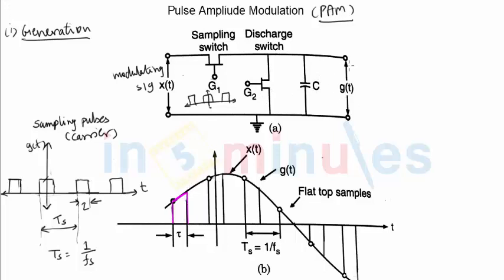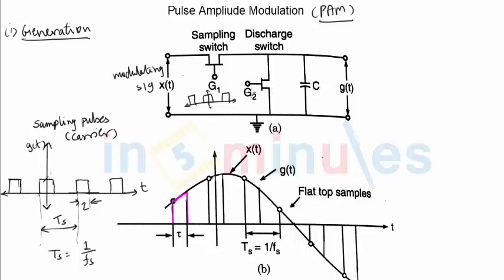So what will you record across the capacitor? You will record a sudden increase in the voltage, then a change in voltage as per the modulating signal, and a sudden decrease in the voltage. This is because first G1 is enabled, that means the sampling switch is enabled, and then the discharge switch is enabled. The moment the discharge switch is enabled, the voltage across the capacitor comes down to zero.